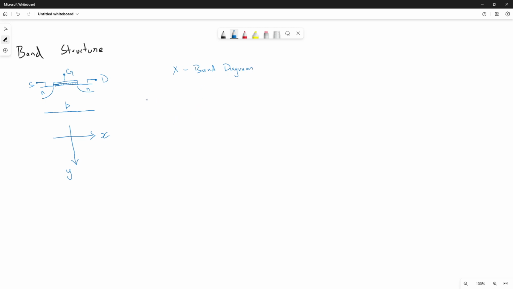How will that look? Let us separately draw the conduction band and valence band, and let us put them together afterwards. So I have my conduction band and the valence band. Now, where will the Fermi level lie? This is for the source. Where will EF be? Come on, this is easy. You guys should answer this immediately.